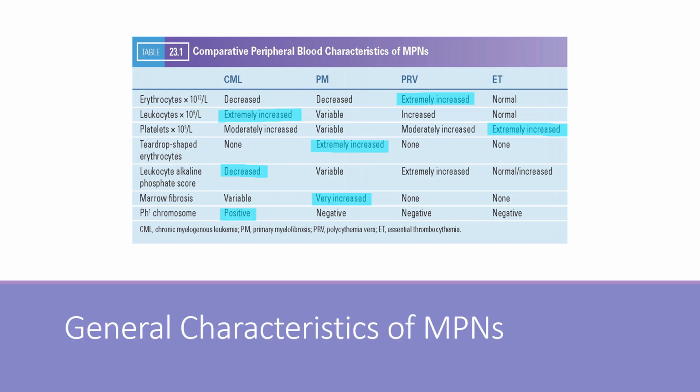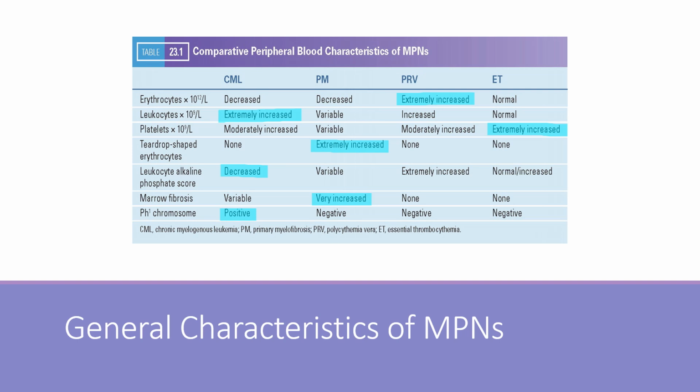So our leukocyte alkaline phosphatase score is going to be variable with PMF, not PMM, primary myelofibrosis, sorry about that. And then we're going to have an increase in myelofibrosis. So if you think about the name myelofibrosis, that's because it has a very, very increased marrow fibrosis. And then it's going to be negative for that Philadelphia chromosome.